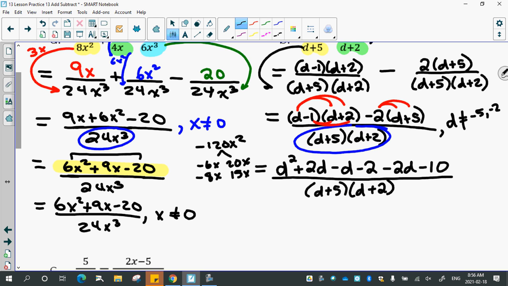And then the simplify step is way back to grade 9 where we collect like terms. So is there any other d squared terms? No. My d terms, so I've got positive 2d minus d is 1d, minus another 2d is minus d, minus 1d. So minus d. And then I've got minus 2 minus 10 is minus 12.